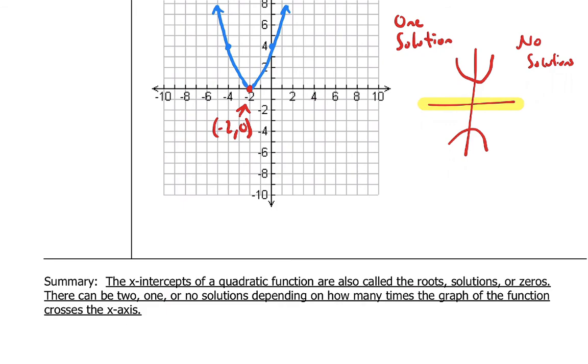So for summary, the x-intercepts of a quadratic function are also called the roots or solutions or zeros. There can be two, one, or no solutions depending on how many times the graph of the function crosses the x-axis. That's it for this week.